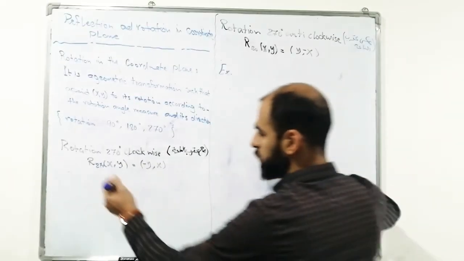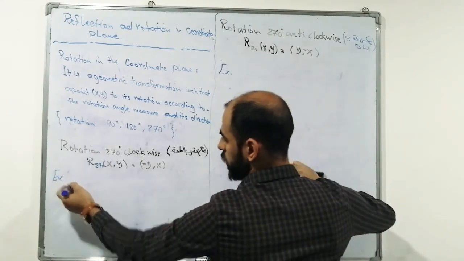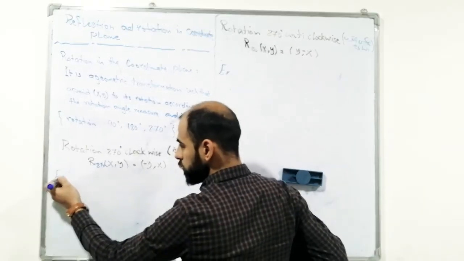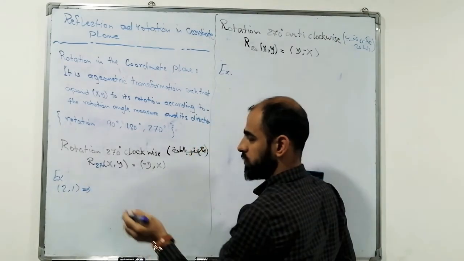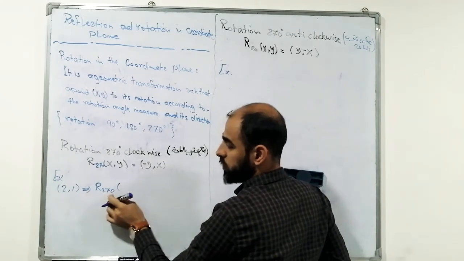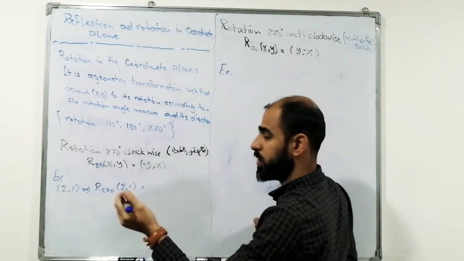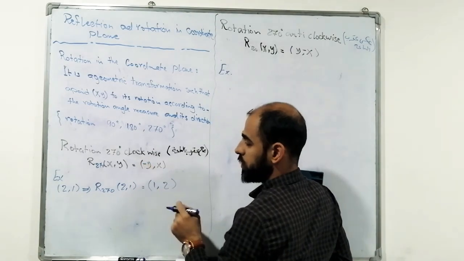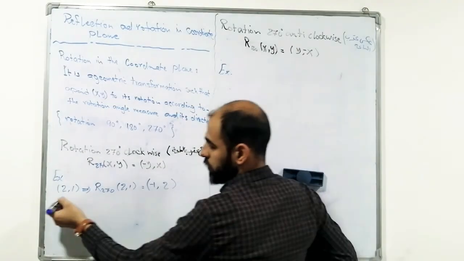We will take an application example on the rotation 270. Let the point 2, 1 be any point. We have to find its rotation 270 degrees. We have to change x instead of y and y instead of x, so it will become 1, 2, not 2, 1. But then we have to change the sign of the first part. It will become minus 1, 2.